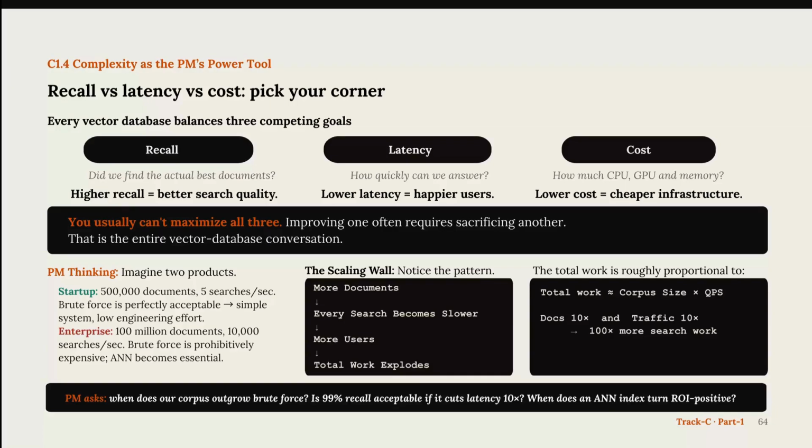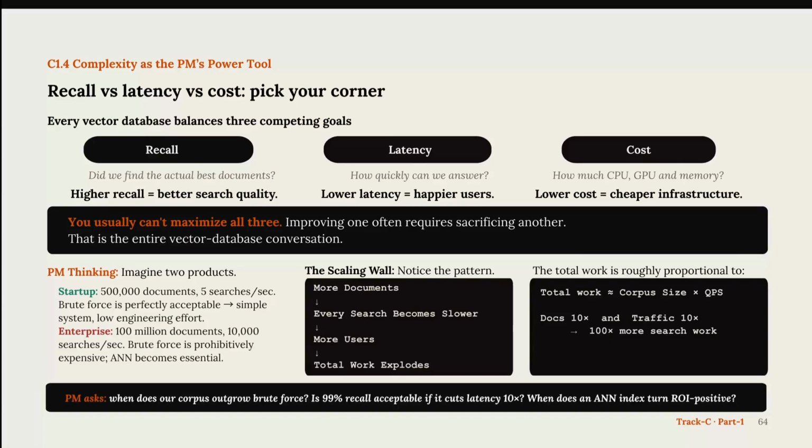Never gonna happen. So imagine there are two products. We looked at this example earlier as well. If you are a startup with 500,000 documents and you're expecting 5 searches per second, brute force will typically work for us. We need not over-engineer the whole solution. But if it is an enterprise with 100 million documents and 10,000 searches per second, brute force will be a very costly affair, whereas approximate nearest neighbors will become essential. You need to take a trade-off there, because ANN again will not provide the exact results for you.